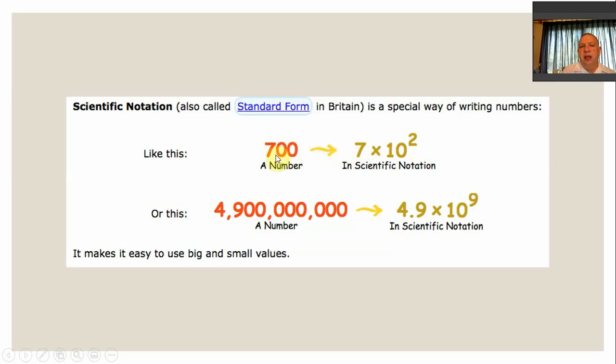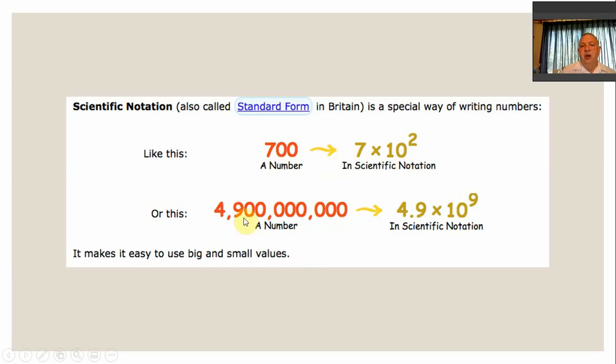It's just like multiplying 7 times 100. But I want to write it as a power of 10, not as a power of 100. 10 squared is 100. So I'm going to convert this by taking, here's the decimal where it is now. It's understood to be at the very end. I'm going to move it 2 places to the left to maintain the 7.0 significant. That gives us 7 times 10 squared in scientific notation.